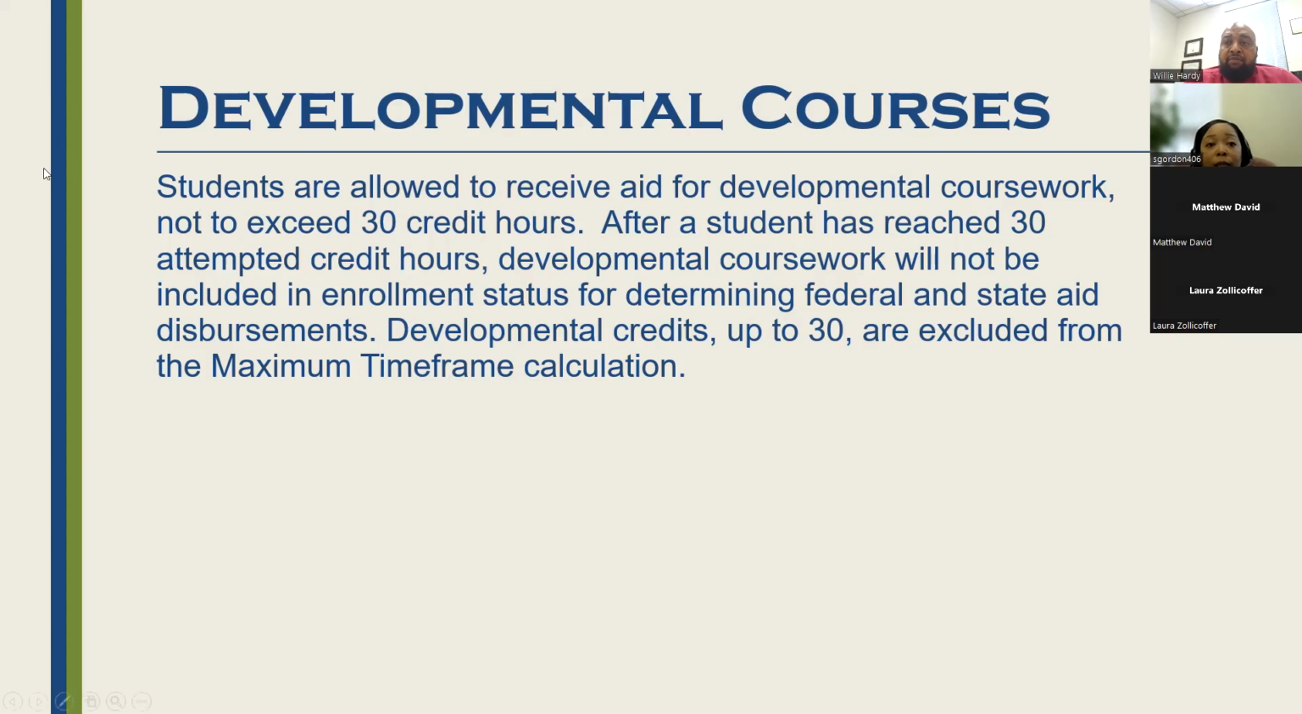All right. So now this is the slide about the developmental courses that I spoke about. Students are allowed to receive aid for developmental coursework not to exceed 30 credit hours. After a student has reached 30 attempted credit hours, developmental coursework will not be included in enrollment status for determining federal and state disbursement. Developmental credits up to 30 are excluded from the maximum time frame calculations. So like I said, we'll pay up to 30 credit hours for you to pass out of the developmental courses. But we won't include it in the 150% max time frame calculations, though it will be calculated when it comes to your GPA and the 6 to 7% rule.